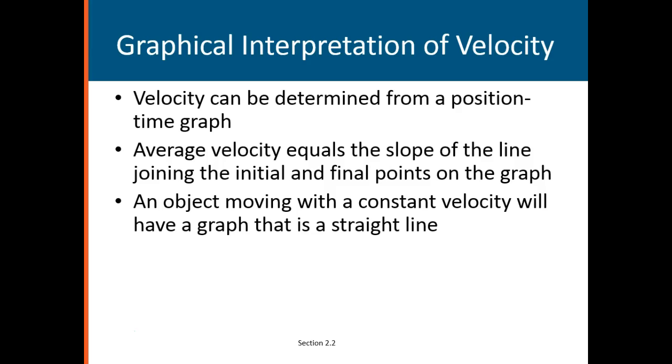So remember what our graph is on this position-time graph. Position is on the vertical axis, time is on the horizontal axis. Even though it may be a horizontal position, you put it on the vertical axis because it depends on the time. Time doesn't depend on position, but position depends on time. Okay, so that graph then, the average velocity is the slope of the line joining initial point to final point. Whatever that slope is, that's your average velocity.